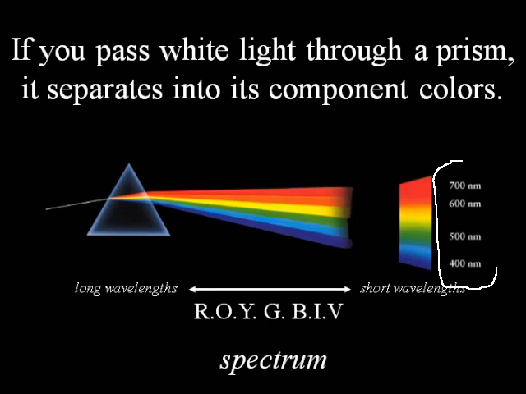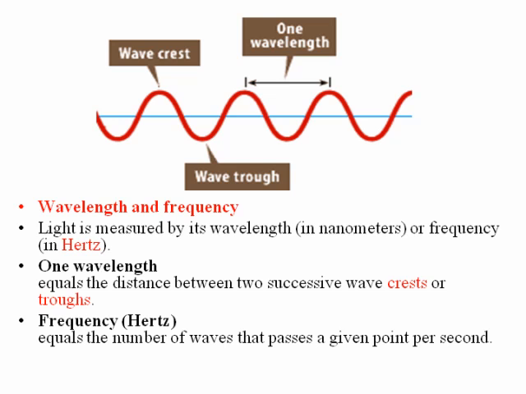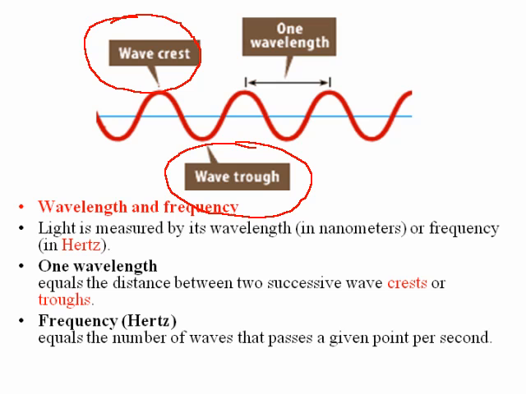Now notice the manner in which we measure light is metric. It's a nanometer. It's a very small fraction of a meter. And we also use a property of light or waves that we call wavelength. A wave, whether it is a light wave or a wave on an ocean, a wave on a lake, has properties. The top of the wave is known as the crest. The bottom part of the wave is known as the trough.